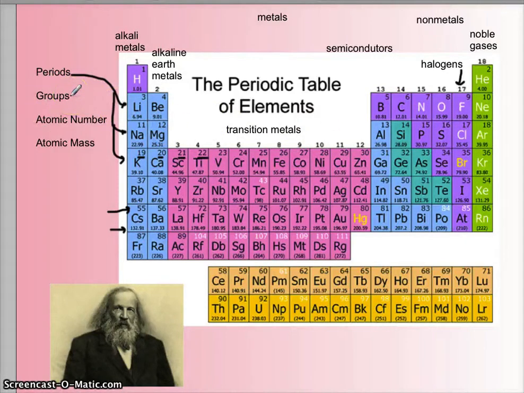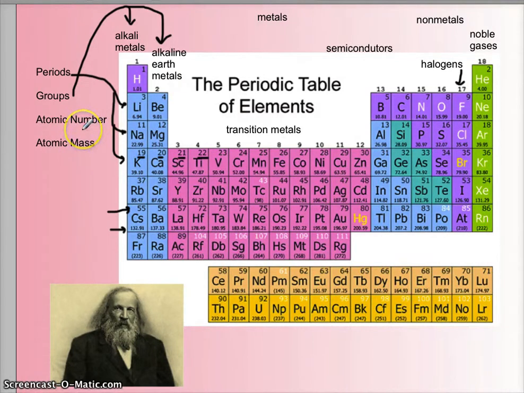There's also something called groups. Now, where periods were horizontal, groups are vertical. So all these are different groups, and you can see we have names for these groups, which we'll talk about. Sometimes groups are called families.